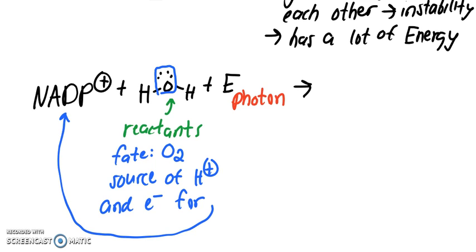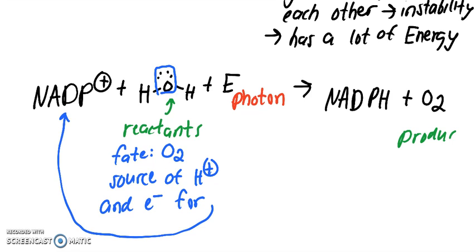So when this reaction takes place, we are going to be left with this compound known as NADPH. Plus we have our oxygen. And remember here, this is one of our products from the general equation above. Now NADPH is also a high energy compound, but we'll use it in the next series of reactions.